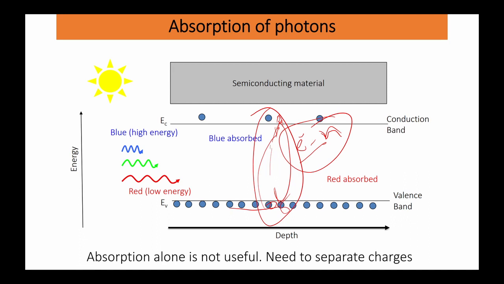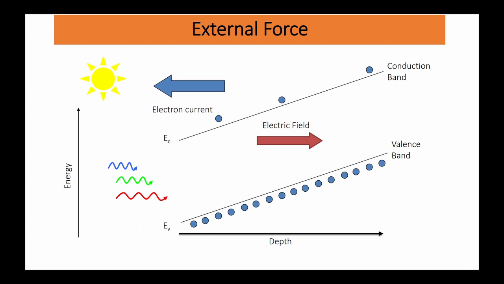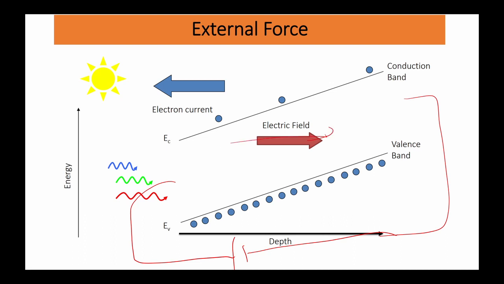Now if we apply an external force, if we apply a voltage here, then there is an electric field in this direction. Because of that, the conduction band and the valence band now have a gradient, and because of that there is a field. So electrons will move downhill, holes will move to this side, and there will be a current.